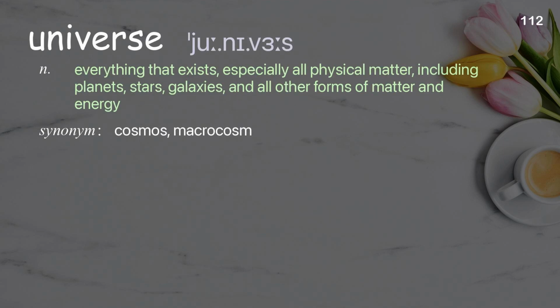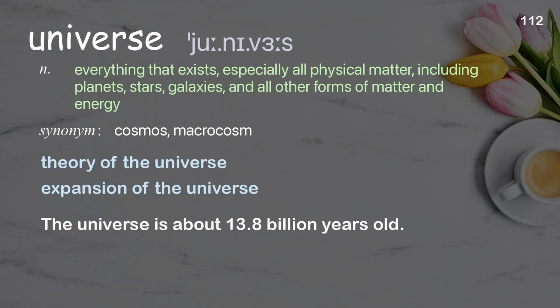Universe: Everything that exists, especially all physical matter, including planets, stars, galaxies, and all other forms of matter and energy. Examples: Theory of the universe. Expansion of the universe. The universe is about 13.8 billion years old.